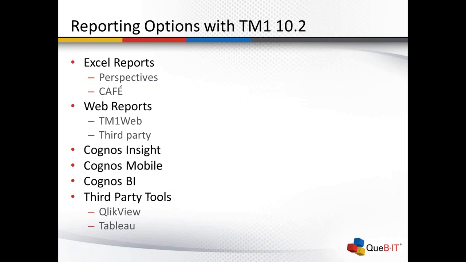So let's talk about our reporting options. As you can see, the list is rather long here. Under Excel reports, we've got both Perspectives and Cafe. And we've also got Cognos Insight and Cognos Mobile on the list. So Cafe is new. It's new to TM1 in 10.2. People have been using Cafe with BI for some time now, but it's brand new with TM1.